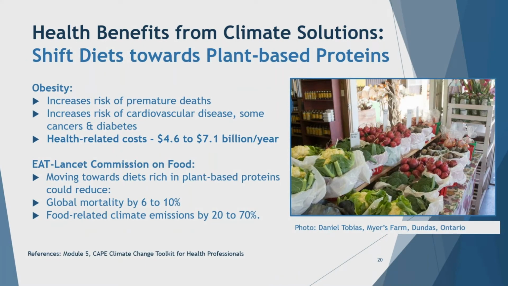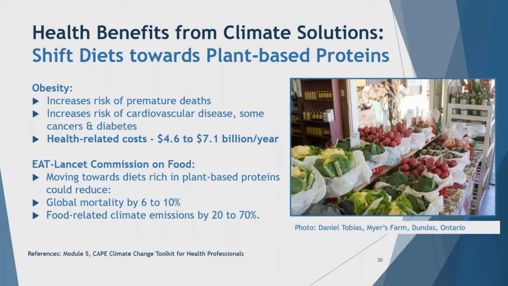And then shifting diets towards plant-based proteins. Again, we know that obesity is a real concern in the modern world and certainly in Canada, and that's associated with chronic diseases and premature deaths. And the health-related costs associated with it have been estimated to be 4.6 to 7.1 billion dollars per year. So again, these are savings that would be beneficial if we consider the health benefits at the same time that we're looking at the climate benefits when looking at policies.